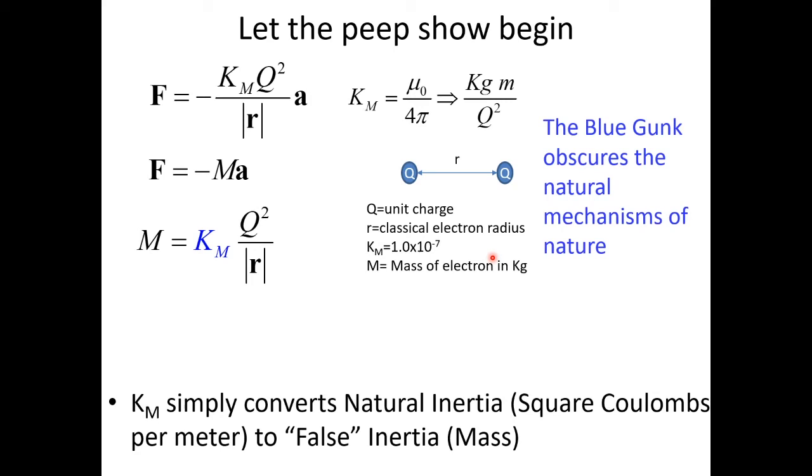That is stunning. But then I'm like, well, why can't we just define mass in terms of this? Why do we need this other gunk over here? And if we look at this equation in a little more detail, and put the units of this constant out here, kilogram meters per coulomb squared, you notice these two just cancel each other. So really all Km is simply a means to convert natural inertia into false inertia, the kilogram. This blue gunk has been hiding the natural mechanism of nature.